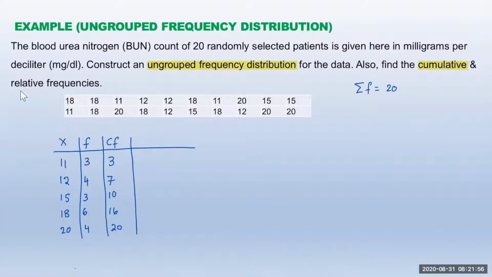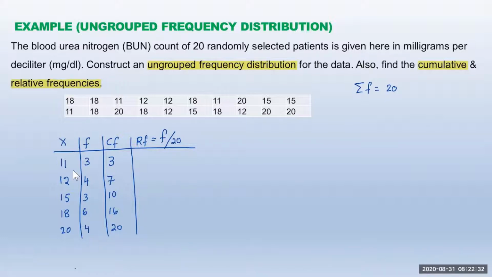The next thing we want to find is called the relative frequency. So in the next column here, we are going to find relative frequency. We write RF for relative frequency. The formula to find relative frequency is the frequency divided by the total number of observations, 20. If we add all frequencies here, that is equal to 20. So in order to find the relative frequency, we divide the frequency by the total.